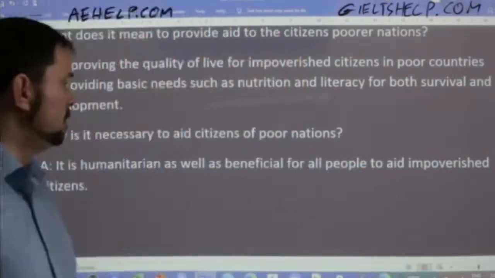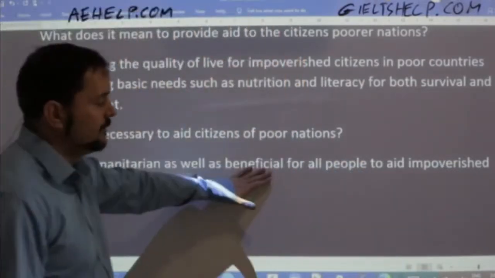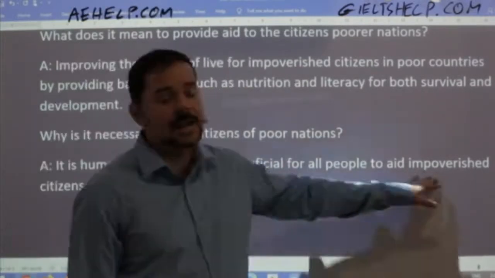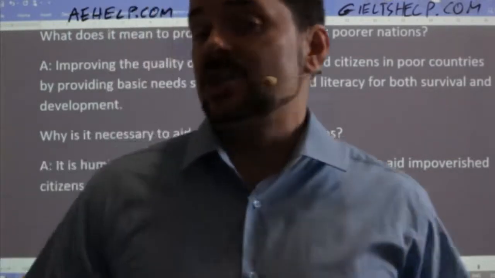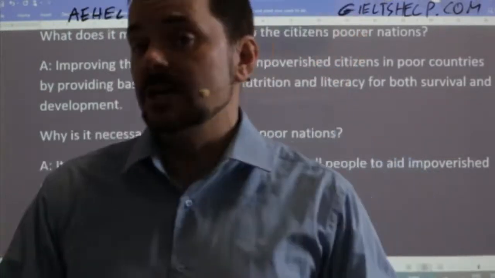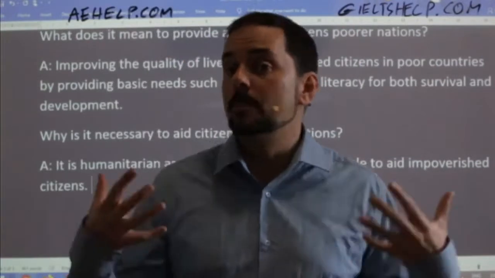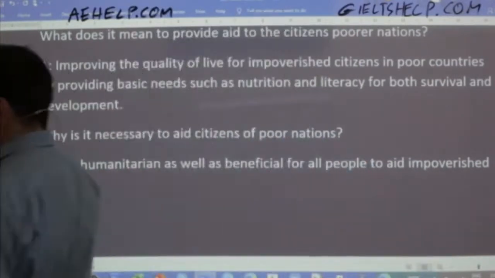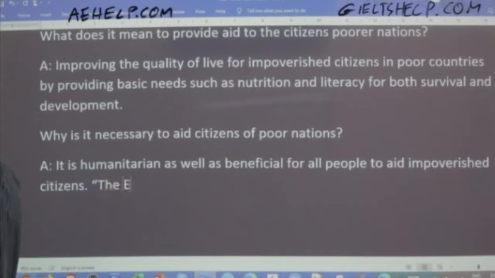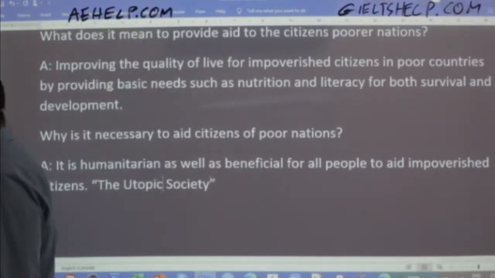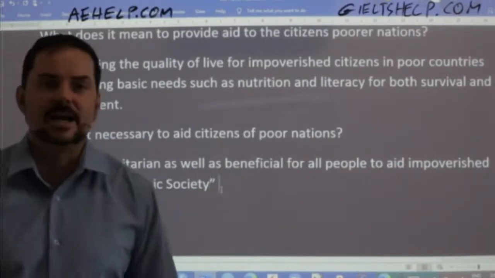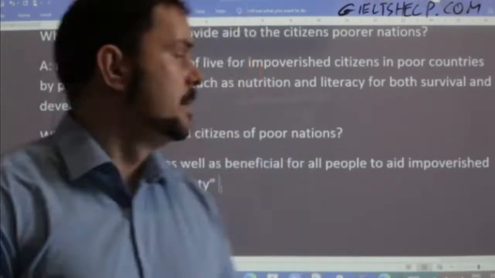And arguably, it's also beneficial for every person on the planet when we have satisfaction, health, and happiness in every country among all people. So the utopic society, right? You can even think about that. Utopic means like the perfect, kind of happy society. Okay. All right.